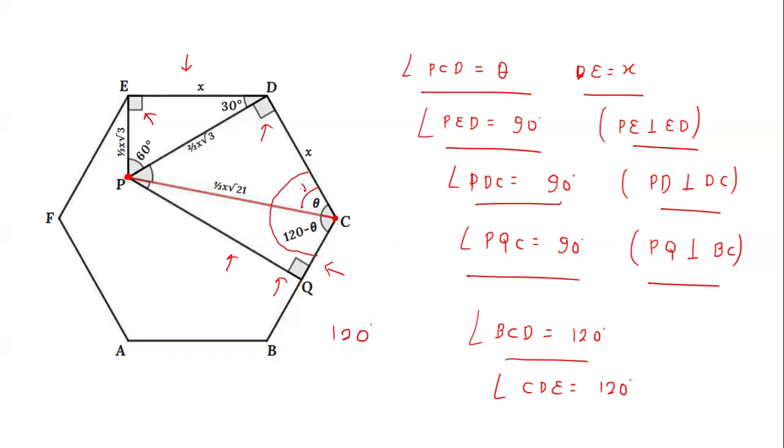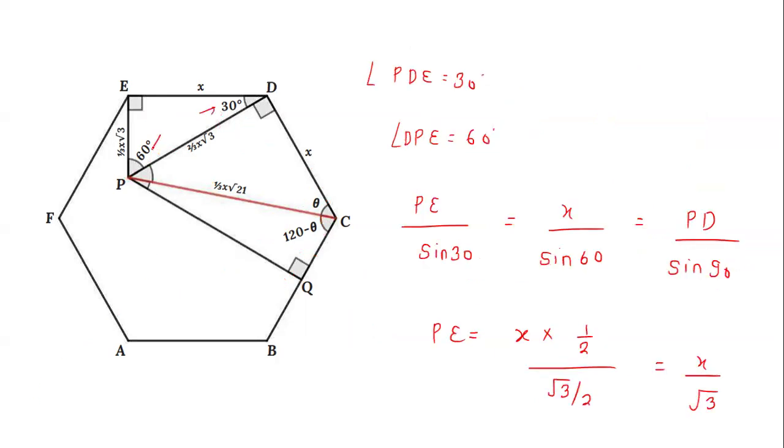So if we initially assume this as theta, then we can write this angle as 120 minus theta. And angle CDE is also equal to 120 degrees, and we know this angle is 90 degrees, then we can write this angle as 30 degrees, and if we know this angle is 90 degrees, then we can write this angle as 60 degrees. So we know these three angles clearly: 30, 90 and 60, because this whole is 120 and this is 90, so the remaining is 30.